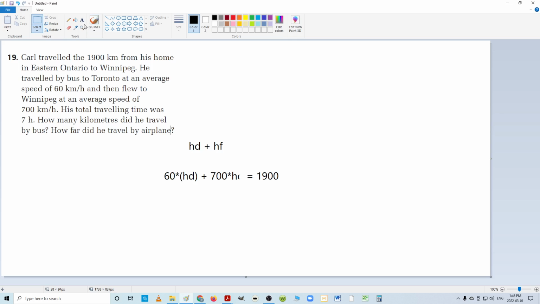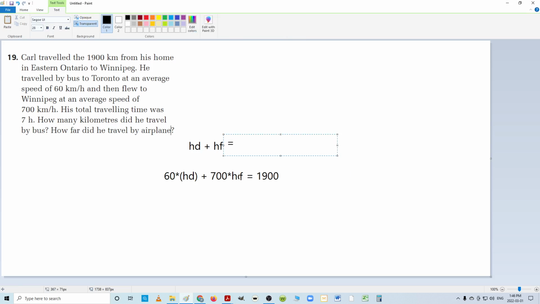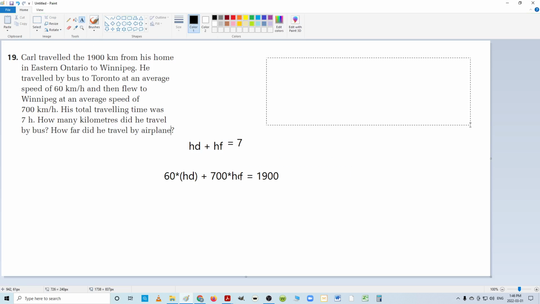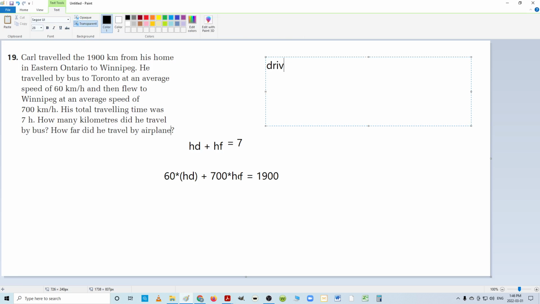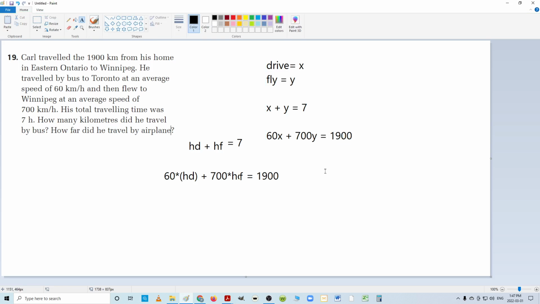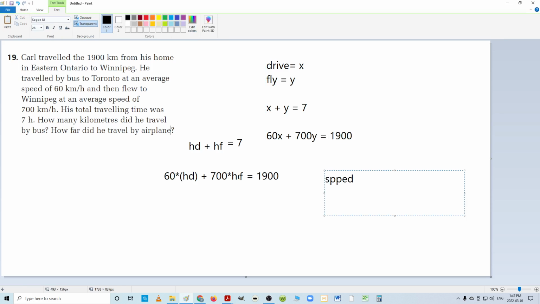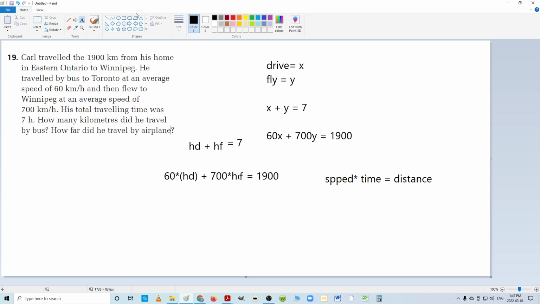Is equal to 7. So if you want to make it easier, you can call drive X, and flying Y. And you can just say, well, X plus Y is equal to 7, and 60 times X plus 700 times Y is equal to a total of 1900. Because whenever you multiply speed times a time, you get a distance.